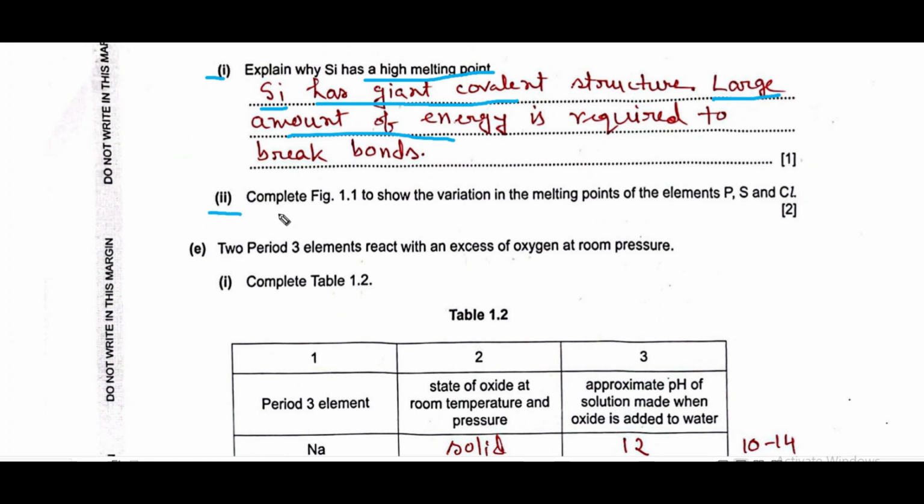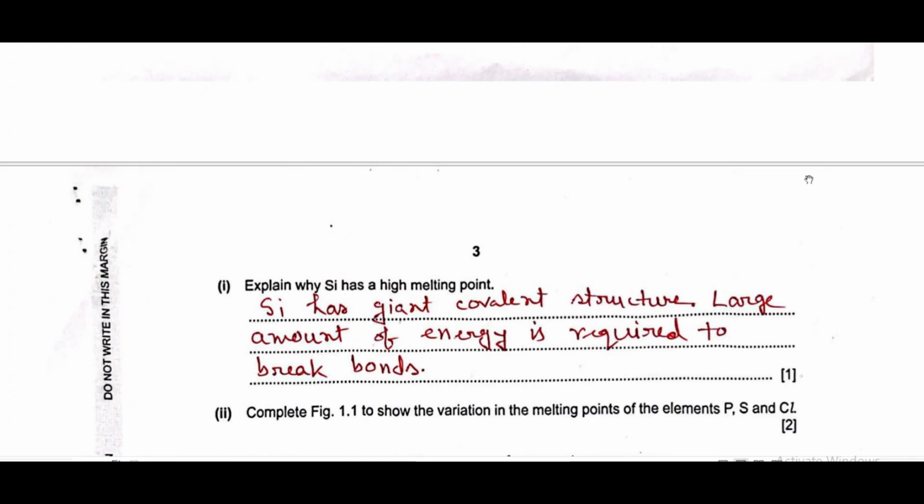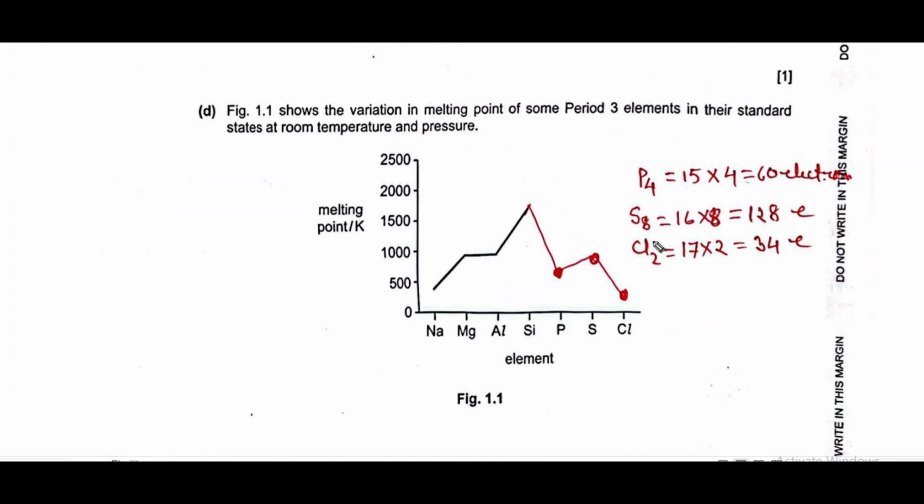Now number 2, complete figure 1.1 to show the variation in the melting point of elements phosphorus, sulfur and chlorine. You see, sulfur has 128 electrons, phosphorus has 60 electrons, chlorine has 34 electrons. So sulfur has the highest melting point, higher than phosphorus and chlorine.